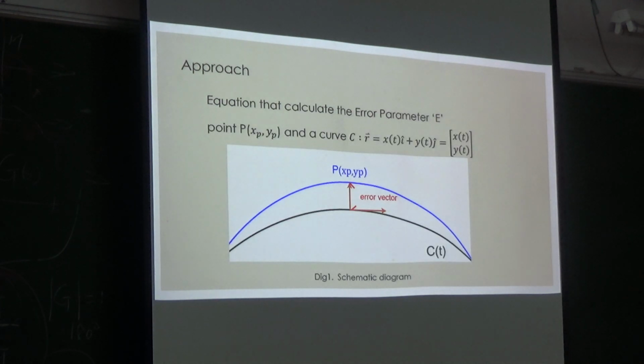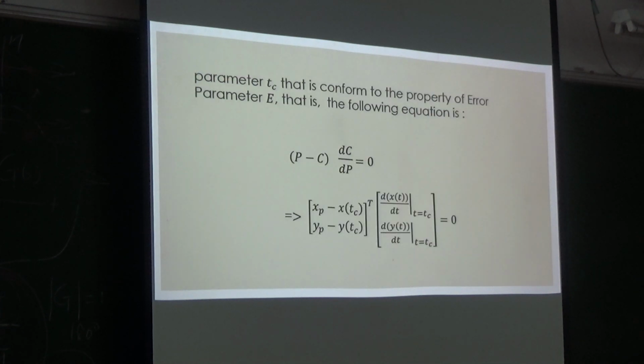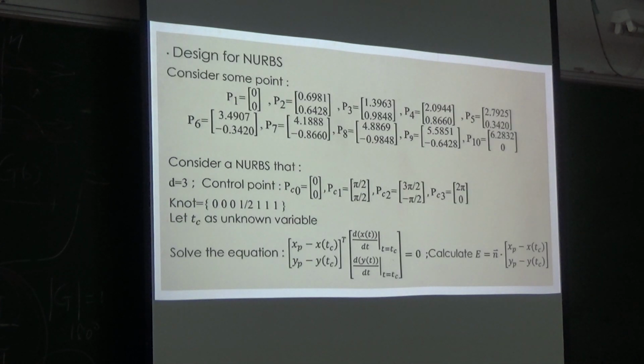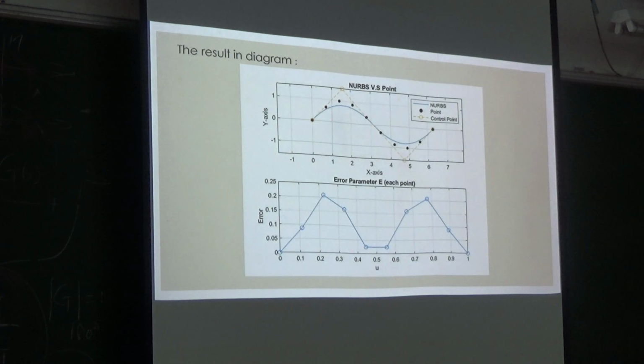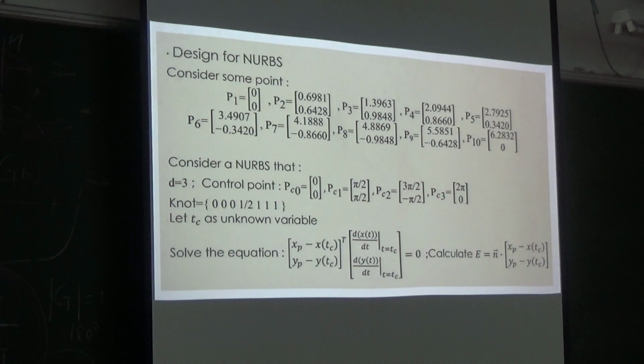You define the NURBS. Okay, NURBS. Here, your degree is 3, and how many control points do you have? Okay, so P1 to P10 is not the control points. So you have only 4 control points.